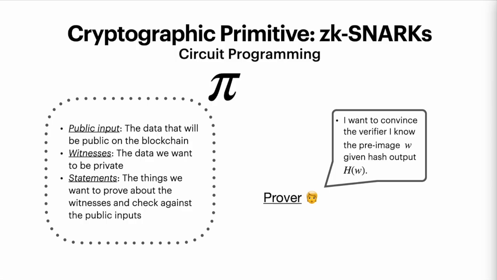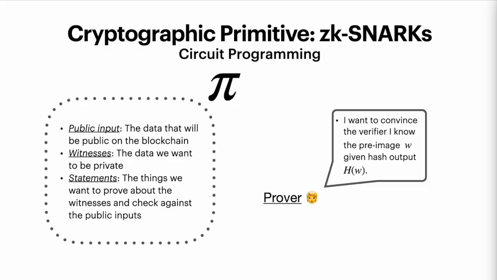So what we do when we create zk-SNARKs is we represent the computation that we want to prove in a way that the proof system understands. In our proof logic, we'll write down, in this dotted box, the public input, so the data that we are fine with being public on the blockchain, could be hash values, things like that. The witnesses, the stuff that we want to be private, so that might be a variable like somebody's private key. And then we have some statements. So what do we actually want to check about these variables?